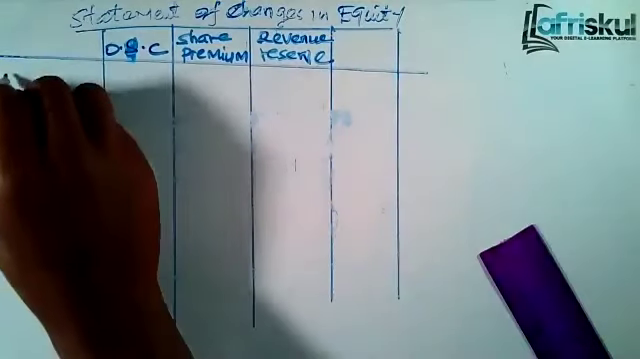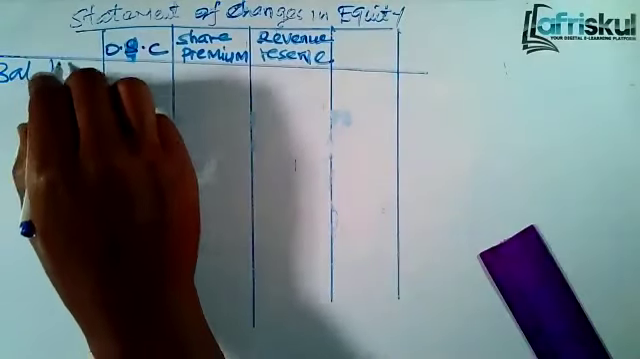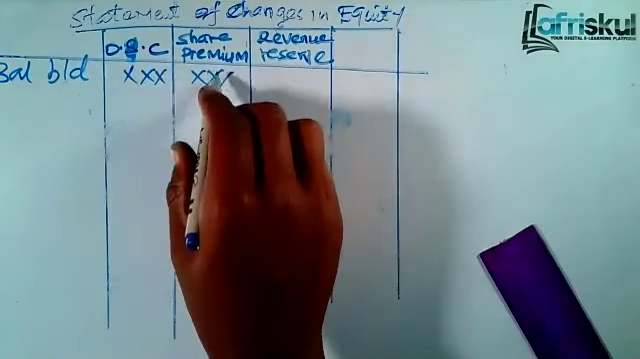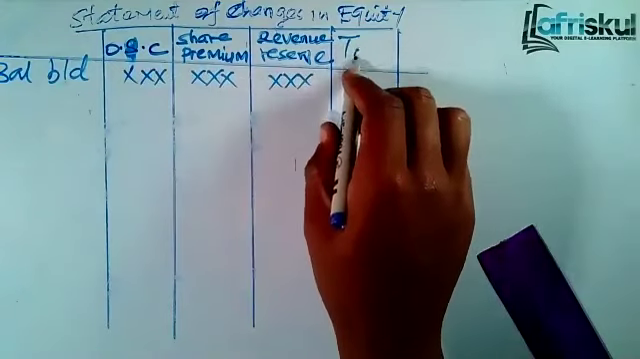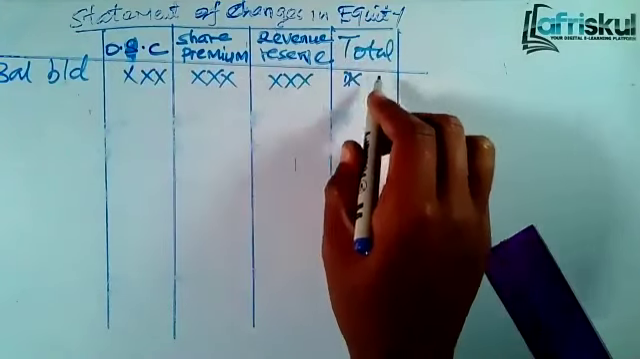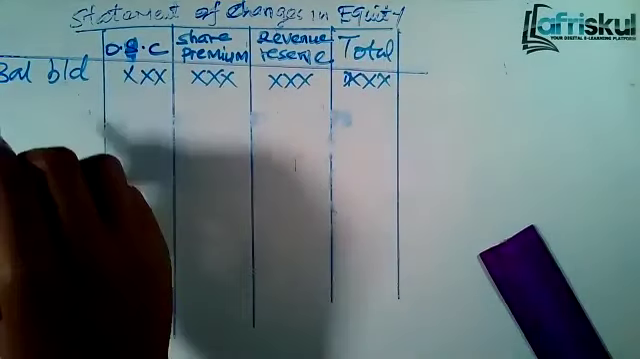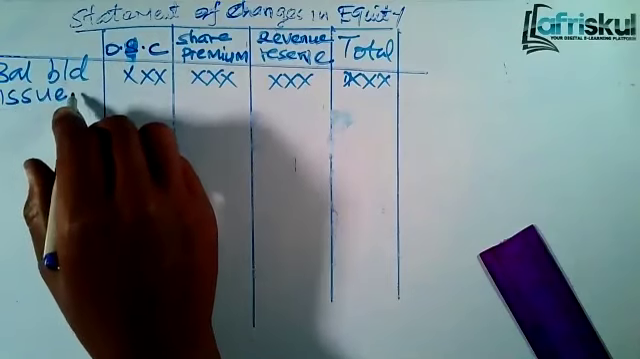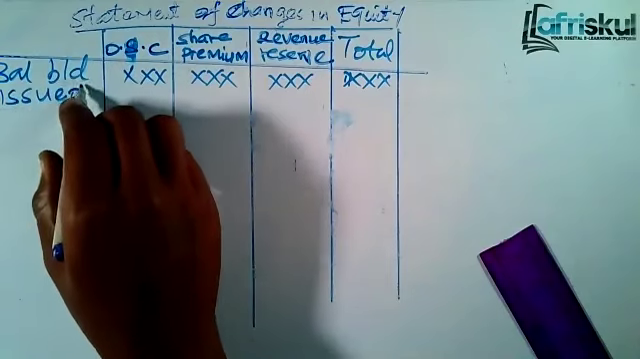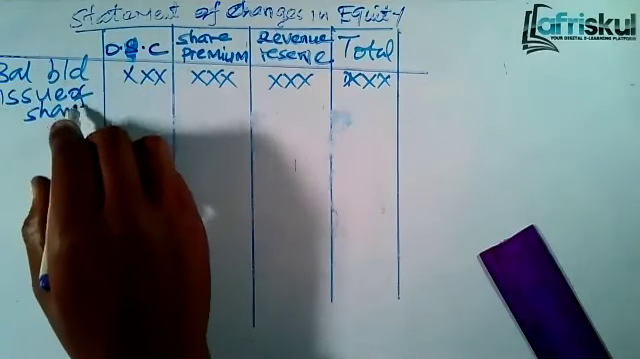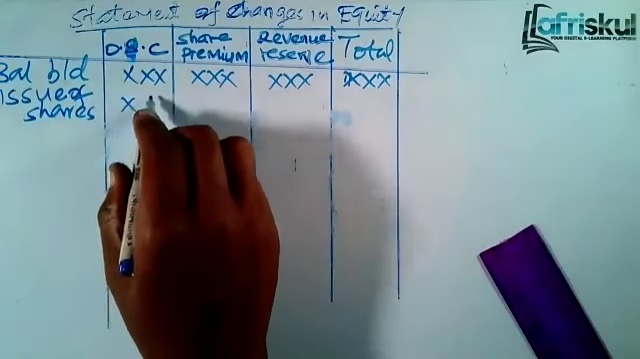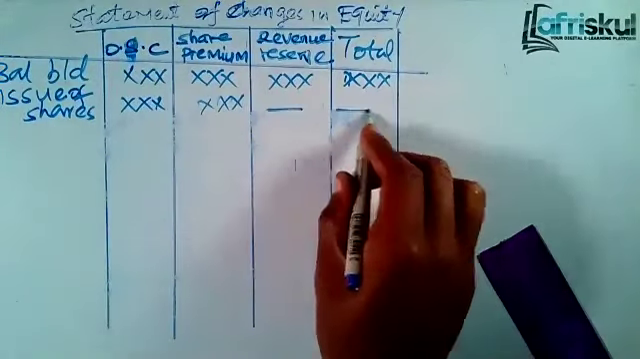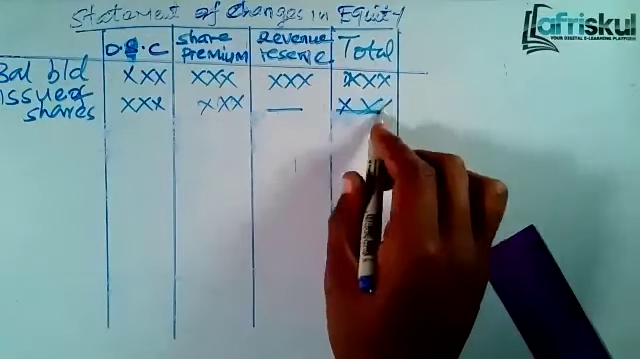So in that case, what we'll begin with here is the balance brought down. You put those amounts there, and you as well look for the total here. Don't forget to get the total. Now again, if there is somewhere the company issued shares, the issue of shares will affect either the ordinary shares and the share premium. So again, you will also look for the total.